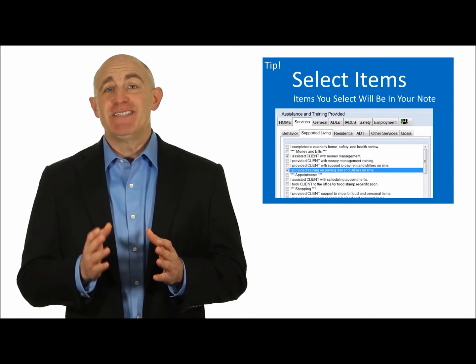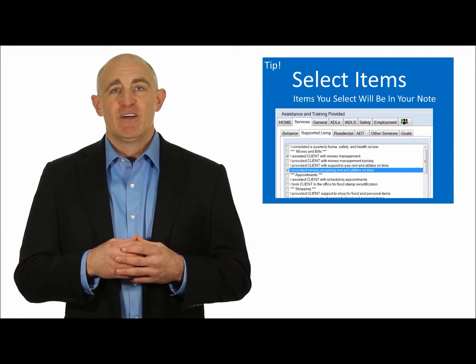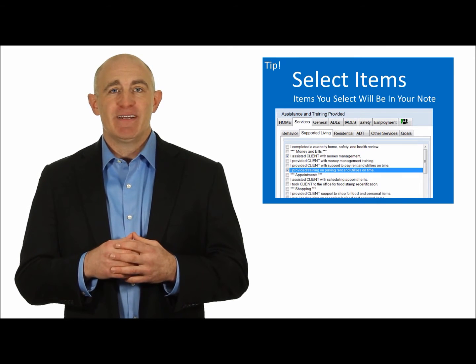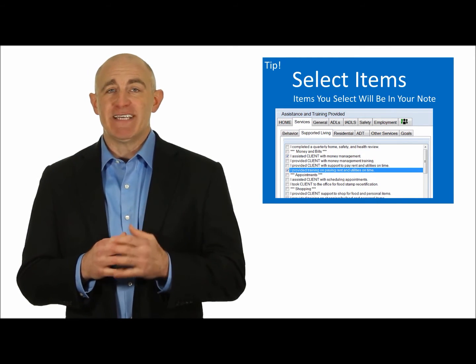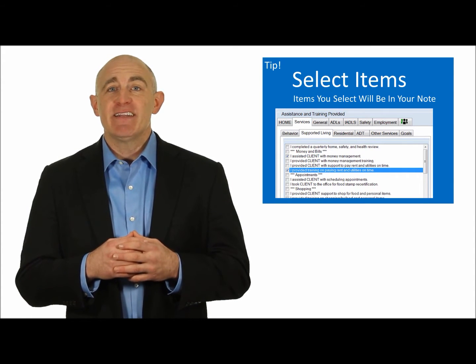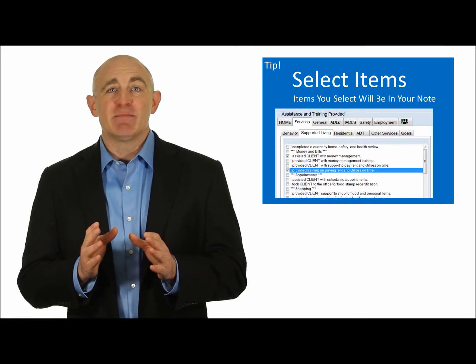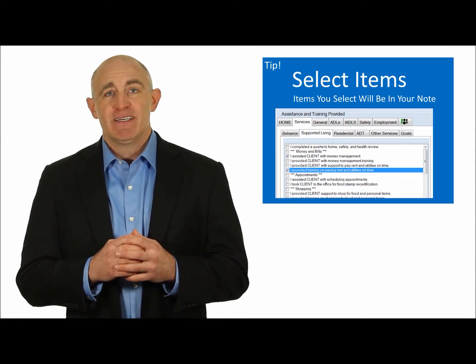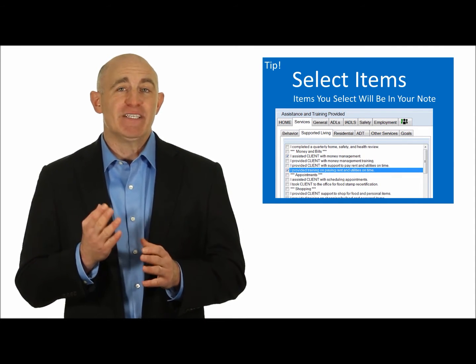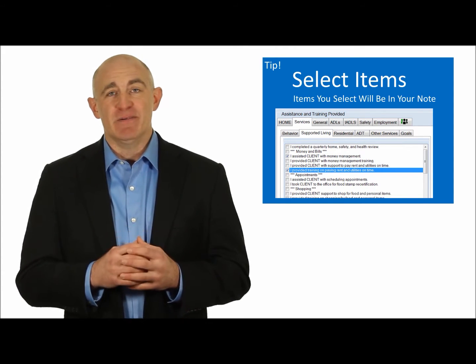Here's an example of data you might include in your note from the right side of the form. We selected the Services tab and then the Supported Living tab. Simply select the items you completed and they will be included in your note. Do not select any items with the stars in front of them. These are titles to help you find information faster. You don't want titles to be included in the note.